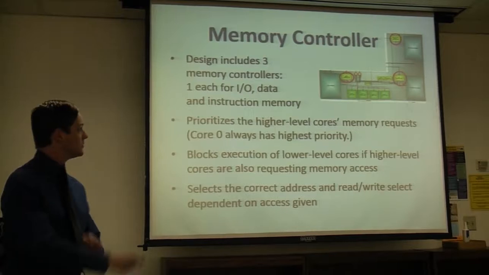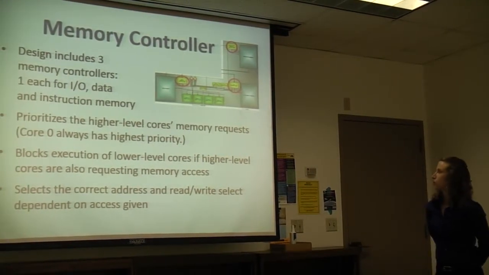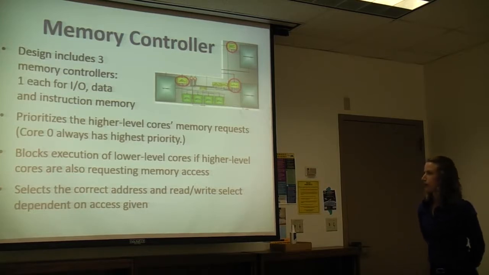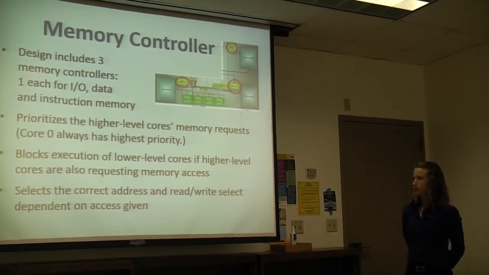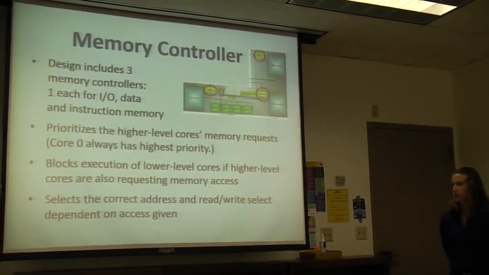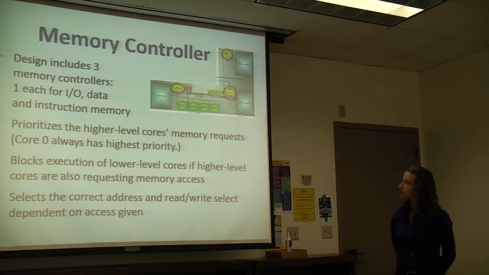The memory controller, of which 3 are instantiated, controls the access to the data lines inputs to the memory. They all prioritize the higher level core's memory requests, so that core 0 always has the highest priority. They also block execution of lower level cores if higher level cores are also requesting memory access. And then the memory controller also selects the correct address and read-write select dependent on the access given.